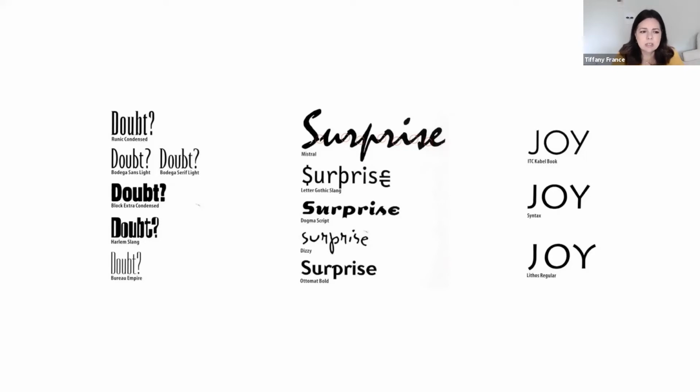Above that, Runic Condensed has letter forms that are squished together. And when they're squished together like that, that gives a certain personality as well. The second from the bottom, Harlem Slang.